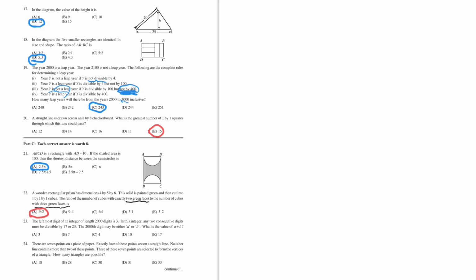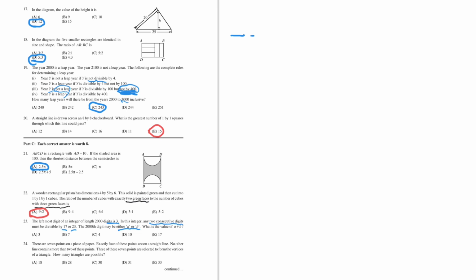Number 23. The leftmost digit of an integer of length 2000 digits is 3. In this integer, any 2 consecutive digits must form a number divisible by 17 or 23. The 2000th digit must be either A or B. What is the value of A plus B?